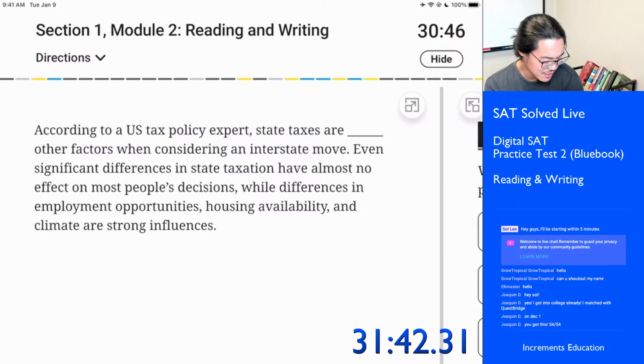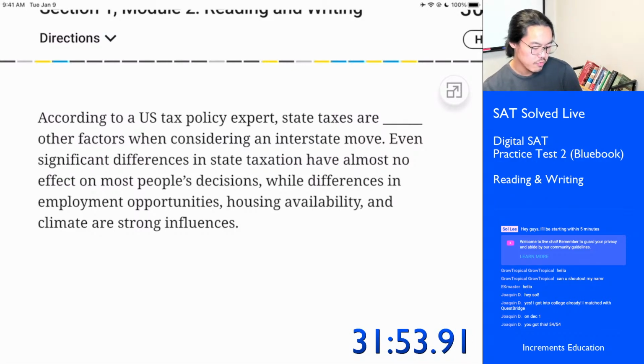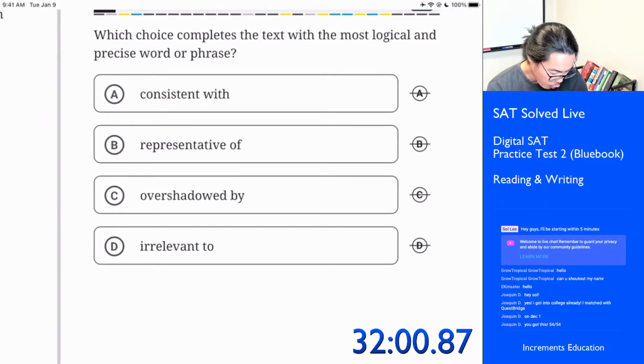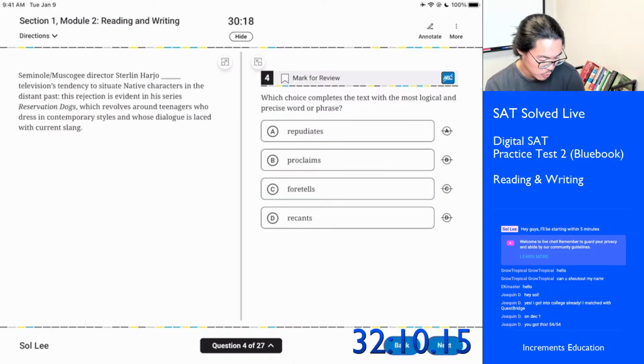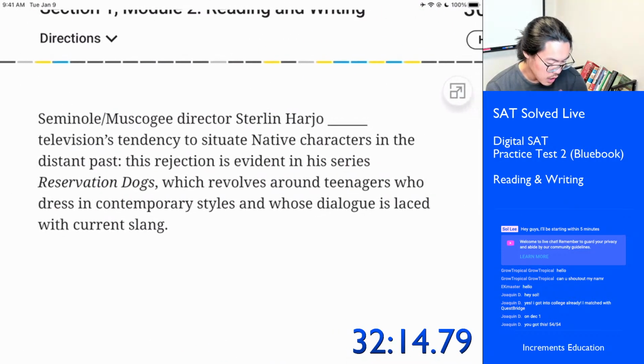Anyway, state taxes are other factors when considering an interstate move. Even significant differences, state taxes have no effect, are irrelevant compared to other factors, are weaker than other factors, are overshadowed by other factors. Not irrelevant to other factors, irrelevant compared to, not irrelevant to. That would be a totally different meaning. Are we still in vocab? Yeah.